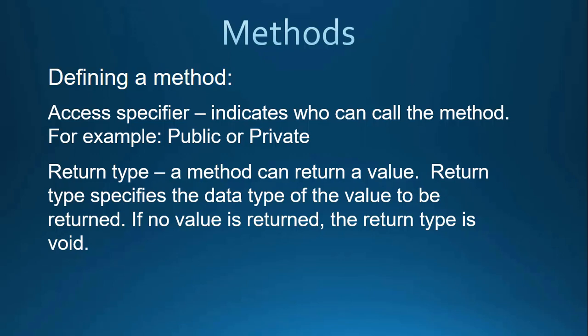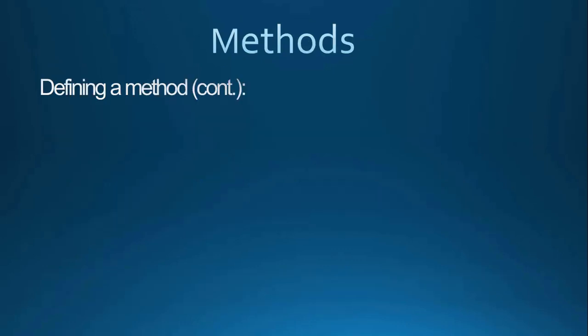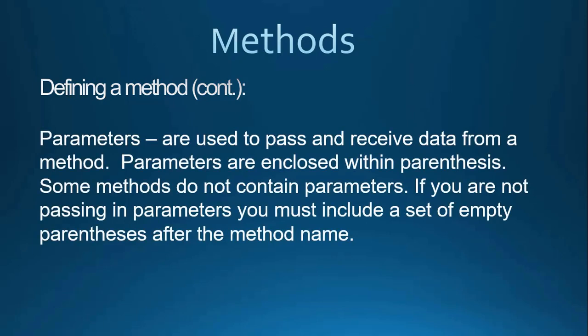You also need a name for your method, and this refers to the name of the code block we'll use to run the method. For example, the name manufacturer. Lastly, you need parameters. Parameters are used to pass and receive data from a method. Parameters are enclosed within parentheses. Some methods do not contain parameters. If you are not passing in parameters, you must include a set of empty parentheses after the method name.